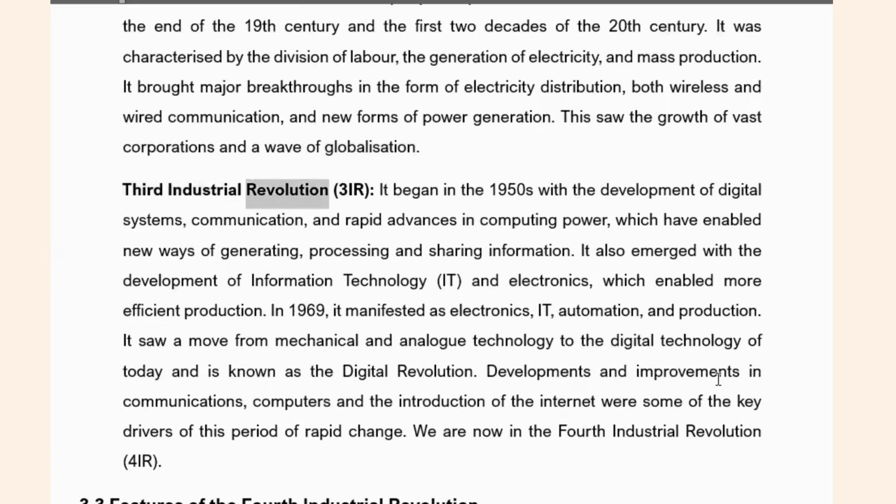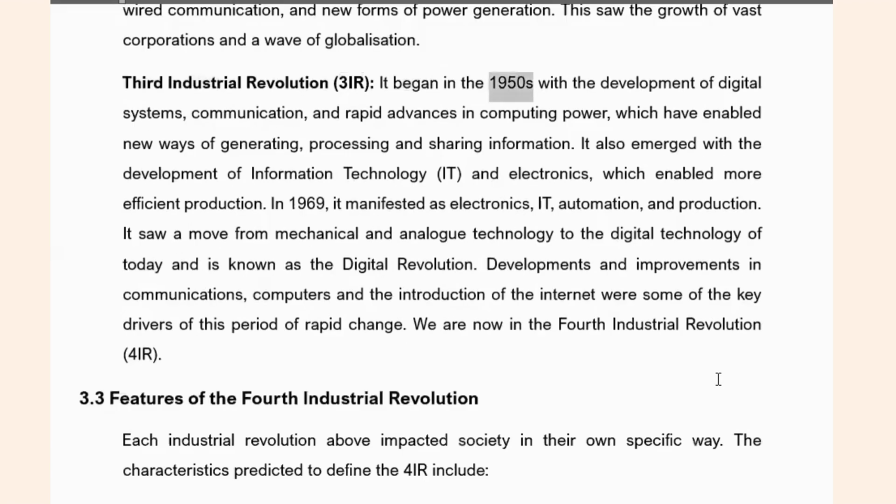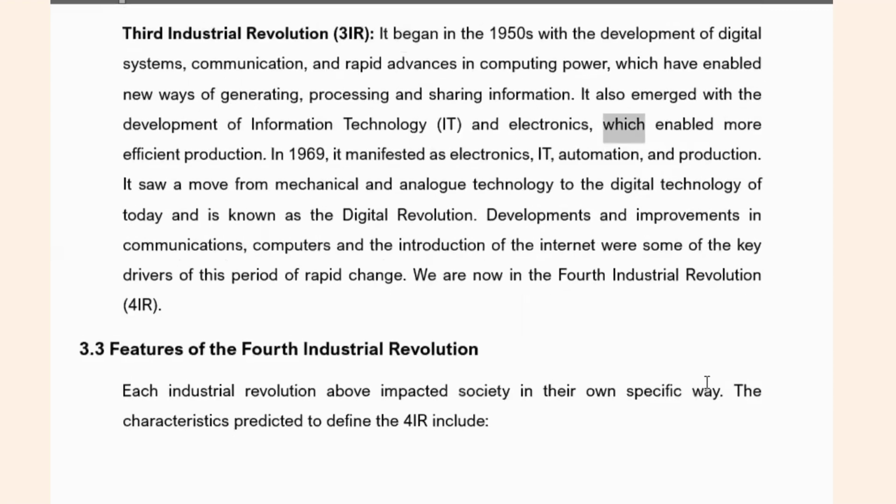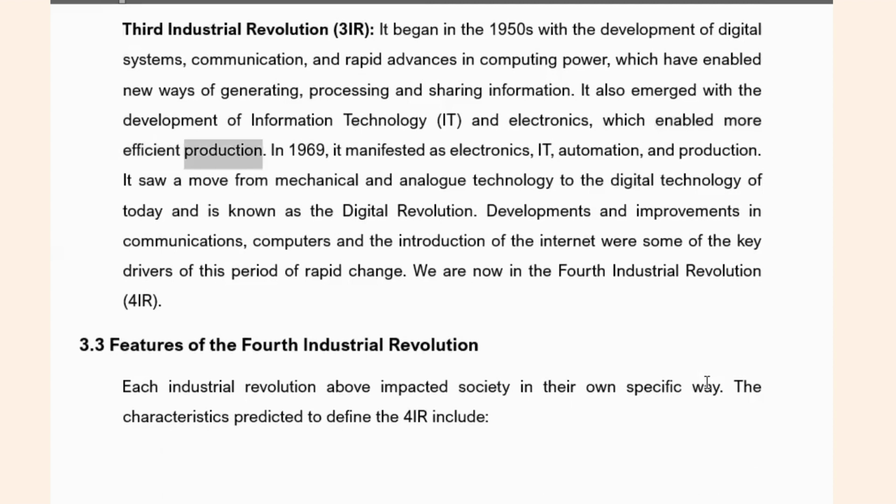The Third Industrial Revolution, 3IR, began in the 1950s with the development of digital systems, communication, and rapid advances in computing power, which have enabled new ways of generating, processing, and sharing information. It also emerged with the development of information technology, IT, and electronics, which enabled more efficient production. In 1969, it manifested as electronics, IT, automation, and production.